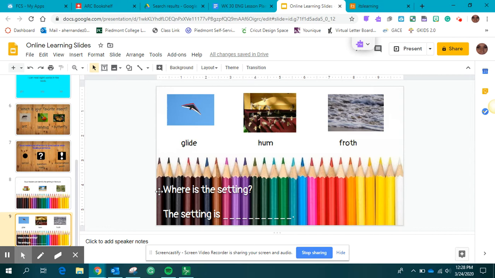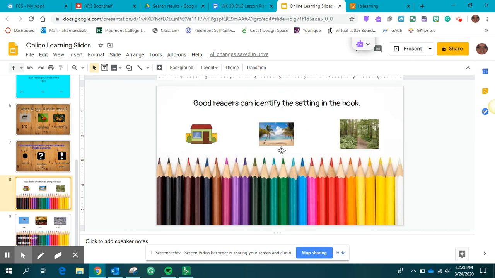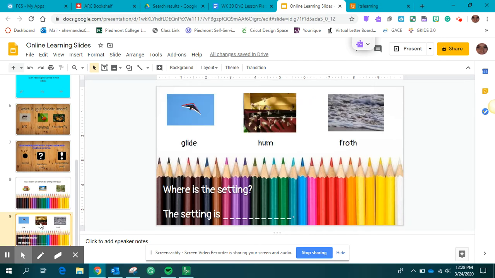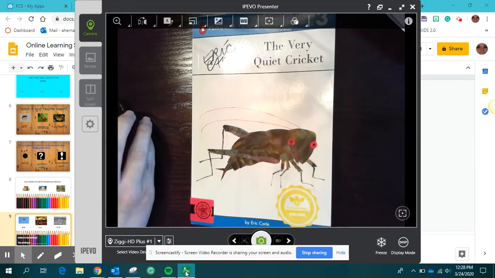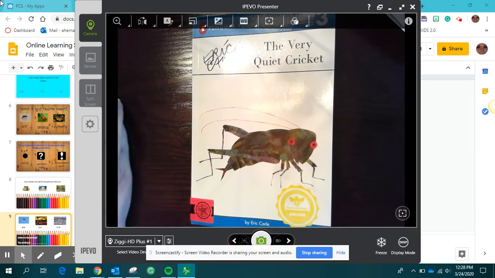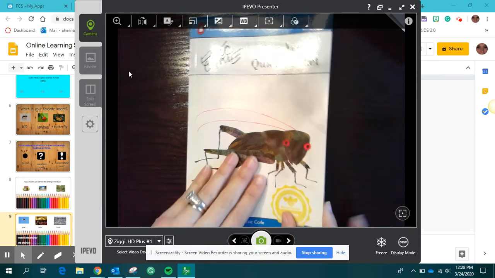Remember, we're talking about the setting of the book. Where is the setting? That's my question down here. Okay, I'll go to my other slide to remind you of the setting, where and when it takes place in the book. Okay. Mrs. Hernandez is going to read The Very Quiet Cricket, and then we're going to identify where the setting of the book is. And this is the sentence stem I want you to use. The setting is blah, blah, blah. And you're going to fill in the blanks. Okay? All right. So here I have The Very Quiet Cricket by Eric Carle.